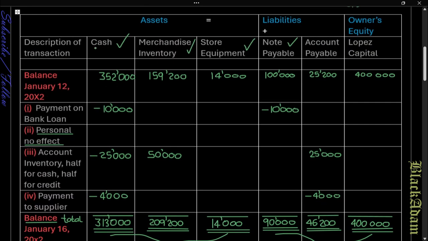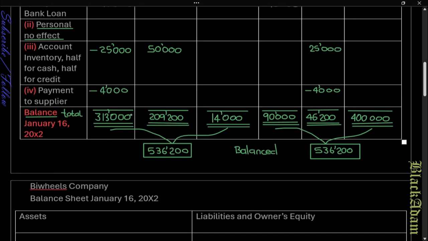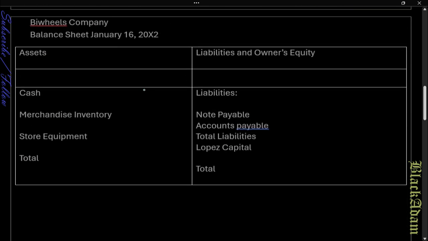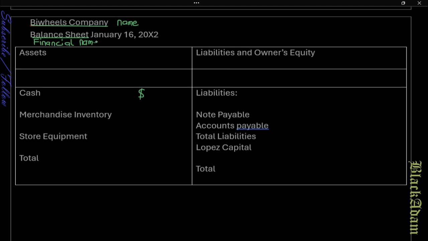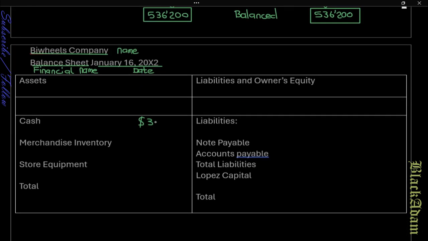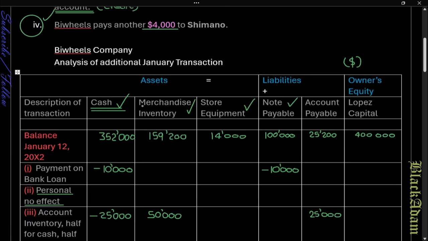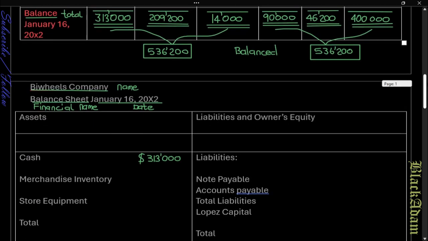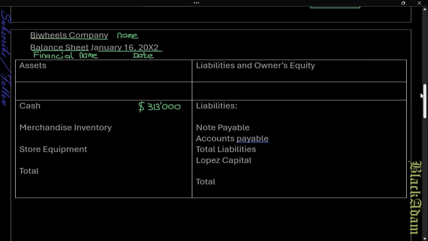So balance sheet, we put all the summaries of the cash, including what they are, and all the liabilities and owner's equity. So for the heading, we have to give the name, this is the financial statement name, what type of financial statement that is, and then the date has to be included whenever I make a balance sheet.